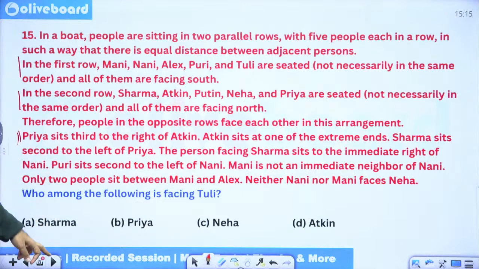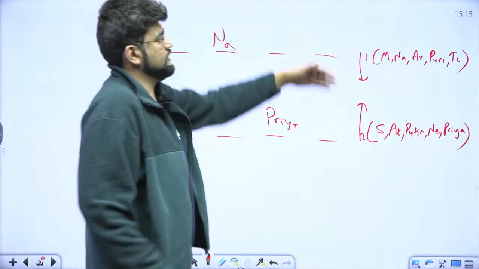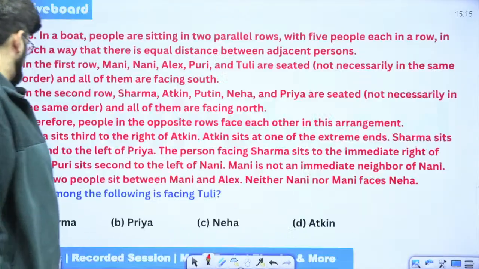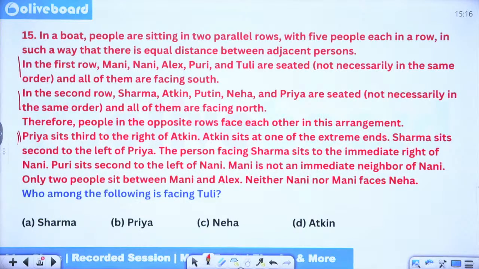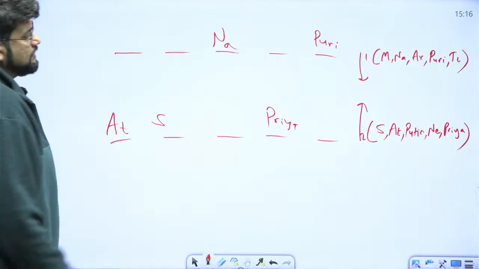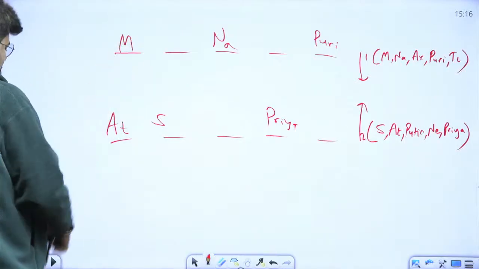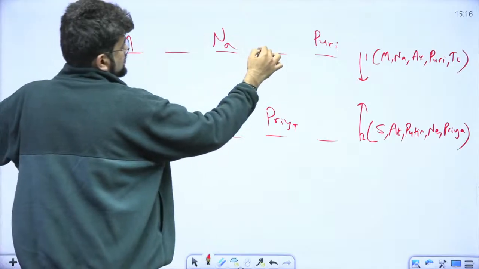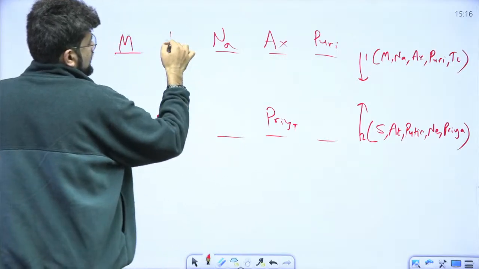Puri sits second to the left of Nani. So this guy is Puri. Mani is not an immediate neighbor of Nani. That means Mani is here. Only two people sit between Mani and Alex. So this is Alex, and this is Tulli.